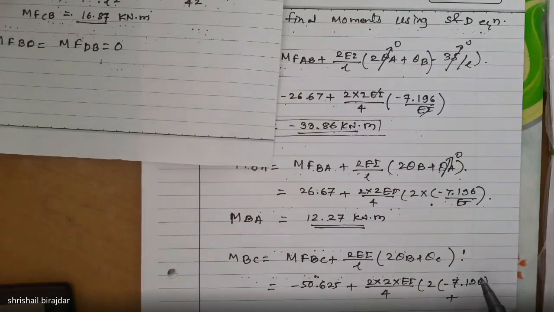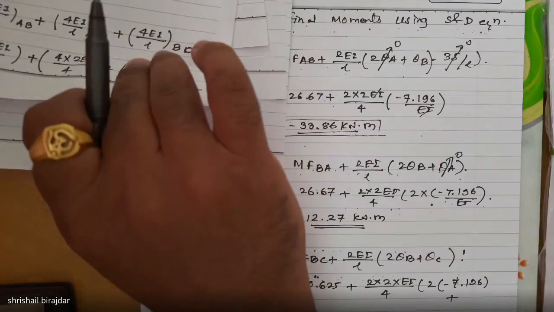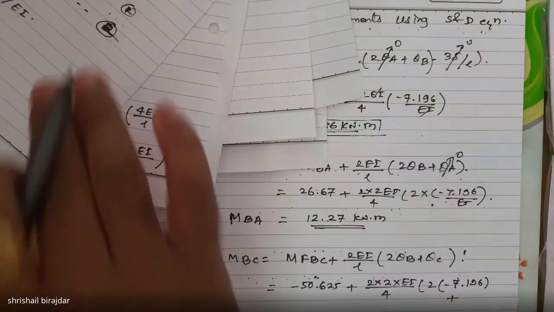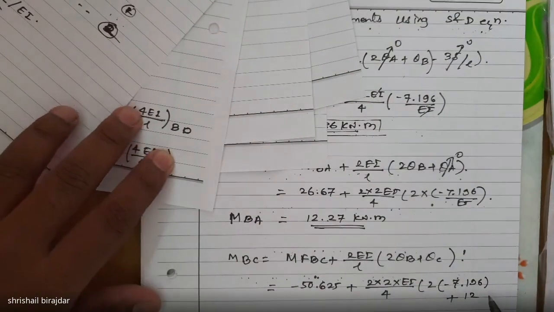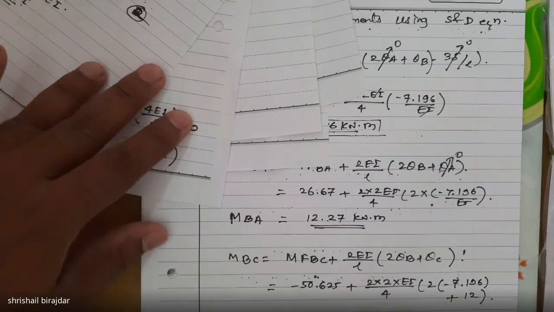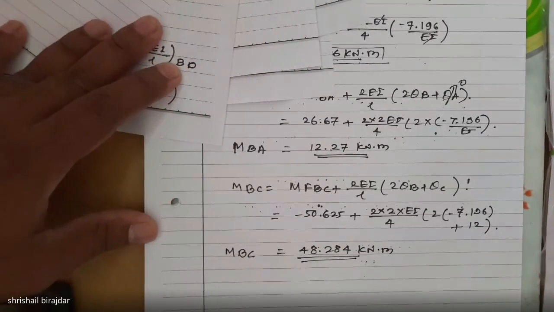Theta C we worked out, theta C is equal to 12. Please let me know MBC then. MBC equals 48.284. Correct. Whether you are getting the same value or not, please check.